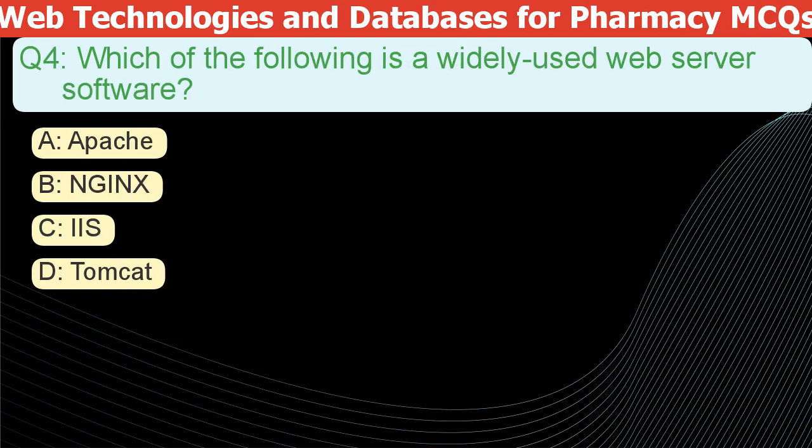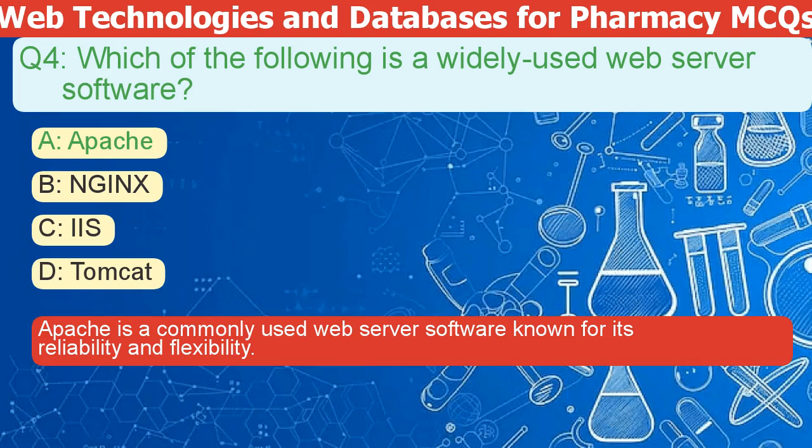Which of the following is a widely used web server software? A. Apache. B. Nginx. C. IIS. D. Tomcat. The correct answer is A. Apache is a commonly used web server software known for its reliability and flexibility.